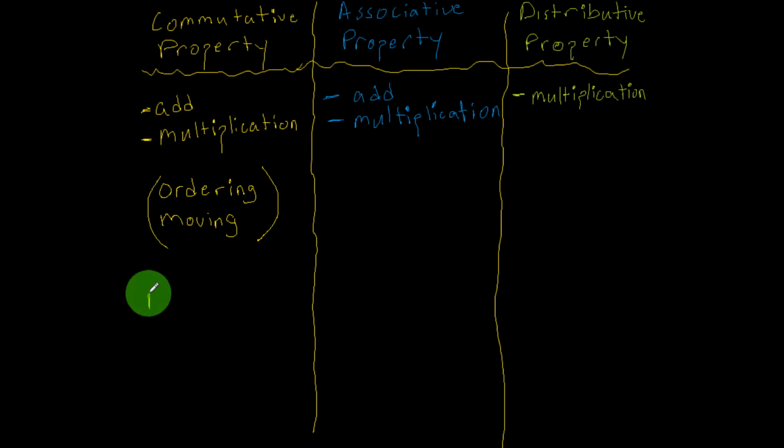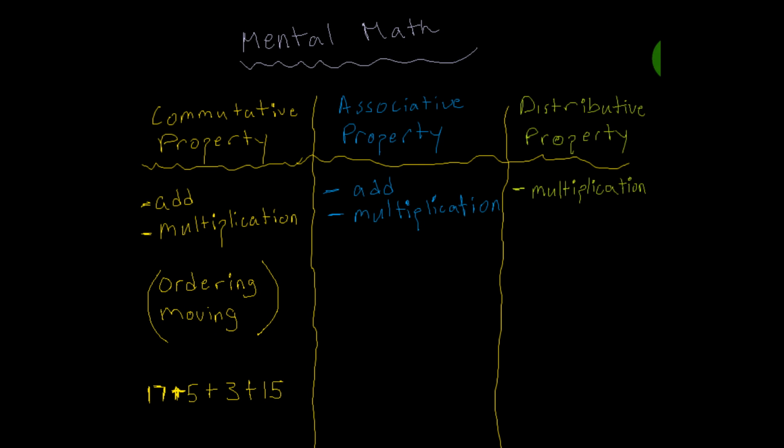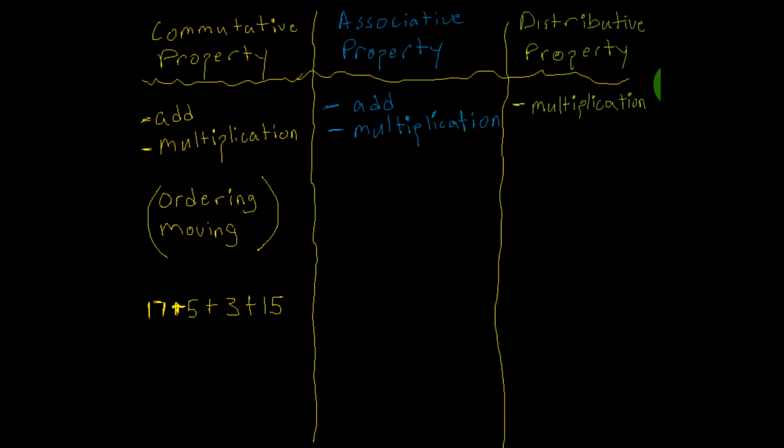So let's get a problem up on the screen. Let's just say 17 plus 5, and we're going to add 3 and add 15 to that. Okay, so I've got these 4 numbers, and right off the bat, maybe someone wants to grab a calculator to solve this problem. Oh no, there's 4 numbers, I need to get a calculator. And the reason is, maybe it's not that there's 4 numbers, maybe it's because some of the numbers are kind of big. But what we can do is use mental math to help us solve for this problem.